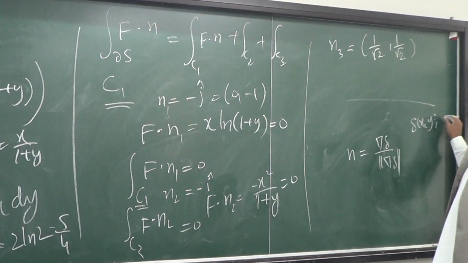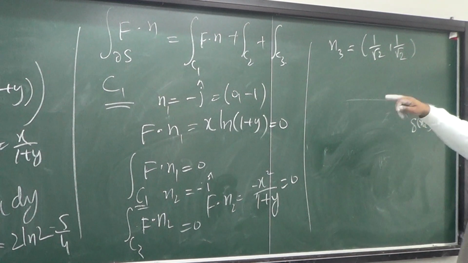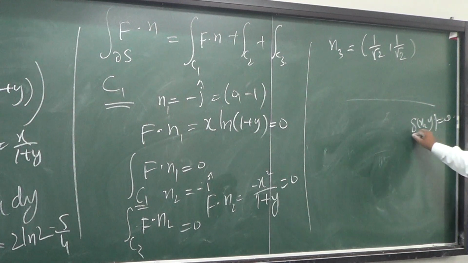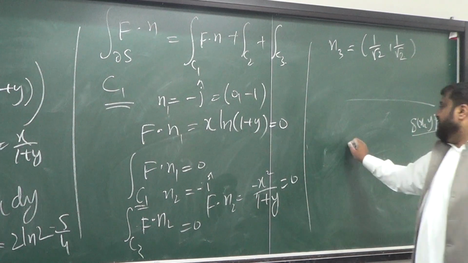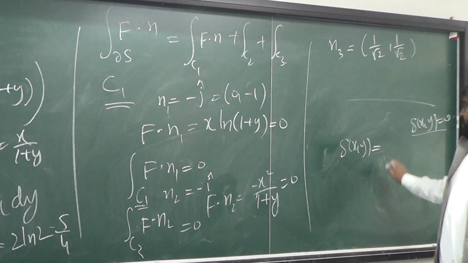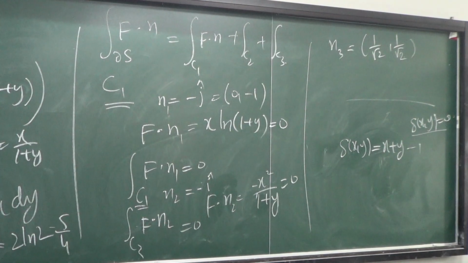Now, what would be g in this case? I have an equation x plus y equal to 1. I want to write it in this form. So what should be my g of x, y in this case? x plus y minus 1 equals 0, so it's going to be x plus y minus 1. That will be the g.